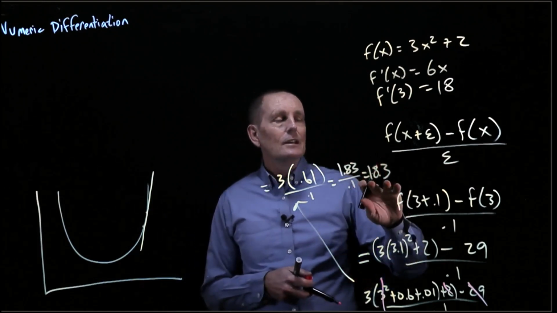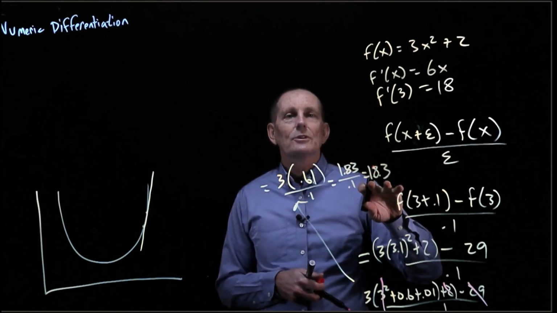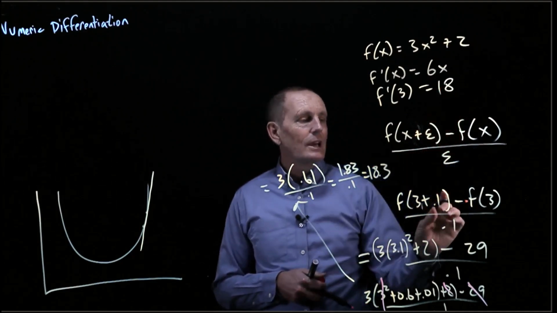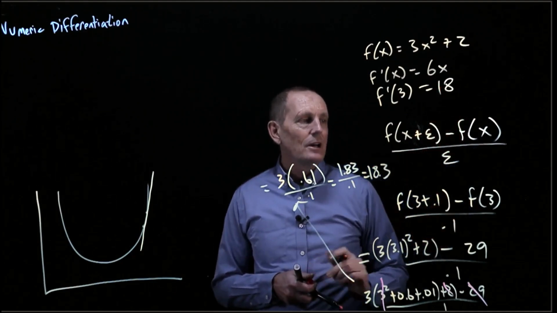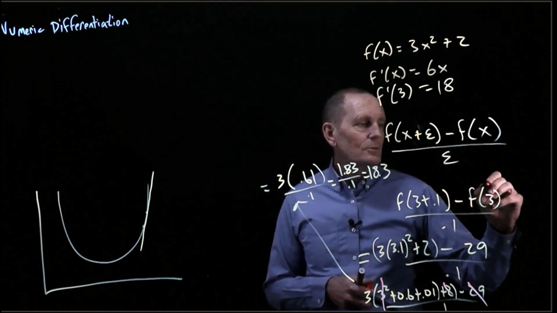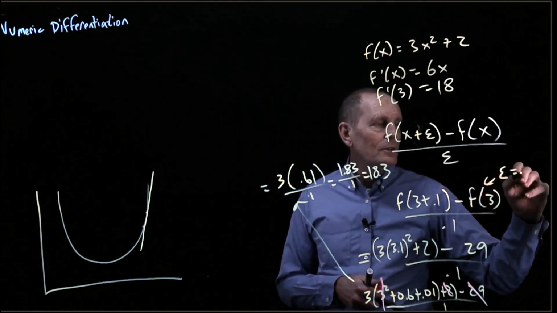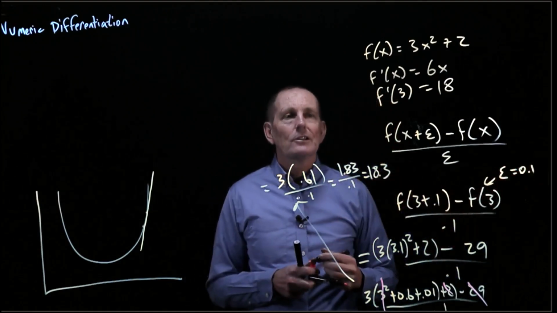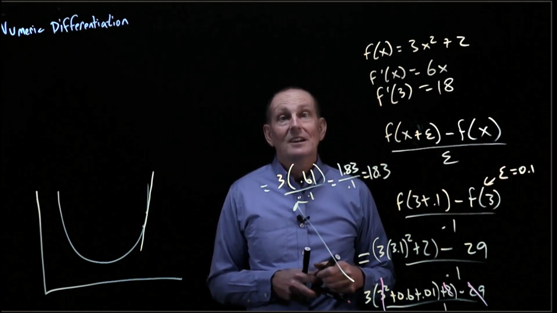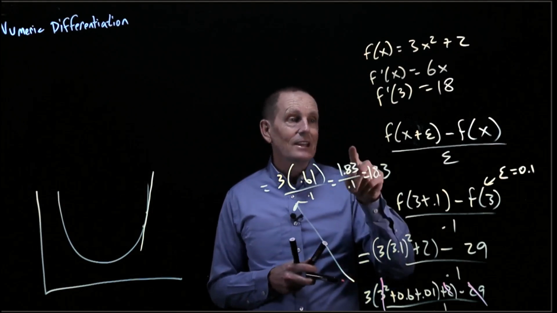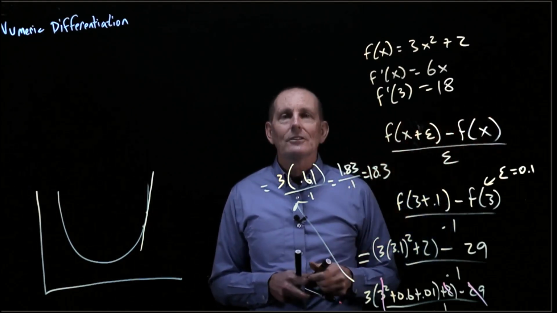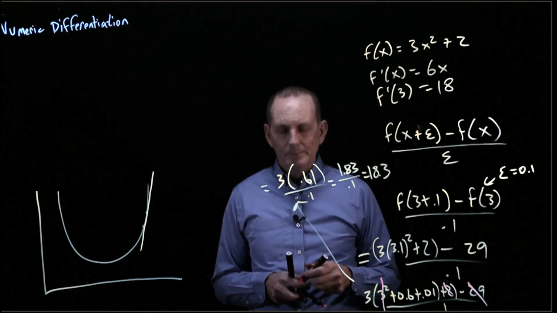So we can see this is our numerical approximation to our derivative, and this is our actual derivative. This was for epsilon equals 0.1. As we decreased epsilon, we would have gotten closer and closer to 18. And that makes sense, because basically the limit as epsilon approaches 0 of this value is in fact the derivative. So as epsilon gets smaller and smaller.